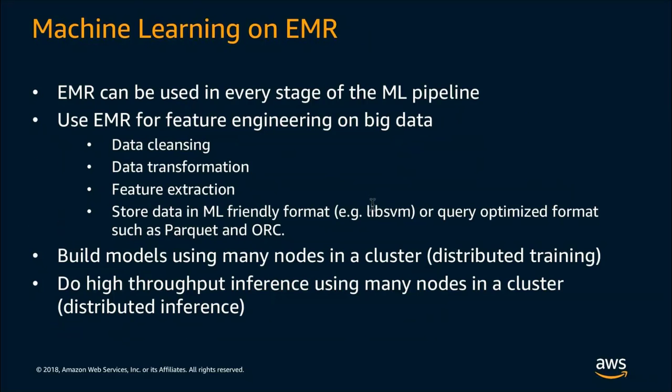EMR can be used in every stage of the machine learning pipeline. We can use EMR for feature engineering on big data, which includes data cleansing, data transformation, and feature extraction. And we can store the feature data in a machine learning friendly format, for example, libsvm, or in query optimized formats such as Parquet or ORC. We can build models using many nodes in an EMR cluster on a large amount of input data. So this is distributed training. And we can do high throughput inference on a large amount of data. So that's distributed inference.